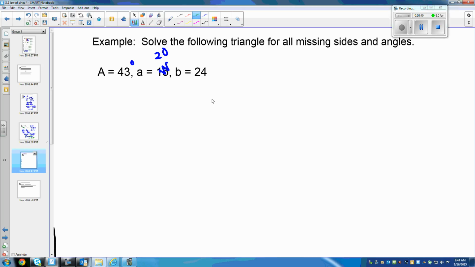Let's do one more example together. Solve for the following triangles. Solve the following triangle for all missing sides and all missing angles. I made changes here for a reason. Are yours changed? Good. So it says angle A is 43 degrees, side length A is 20, side length B is 24.